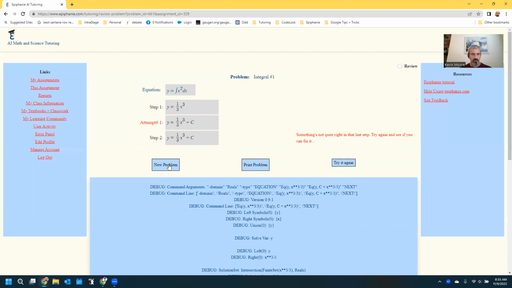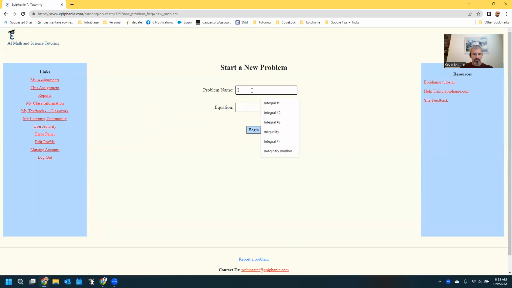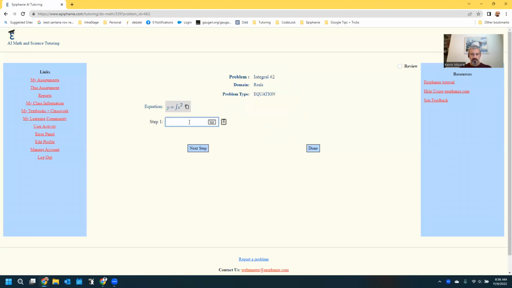Let's try another problem. And this time we'll do an integral, y equals, and the shortcut for integral is \int, then hit a space and it shows up, integral of x squared. And we'll just leave it at that without the dx. And you'll notice that this actually does work just fine.